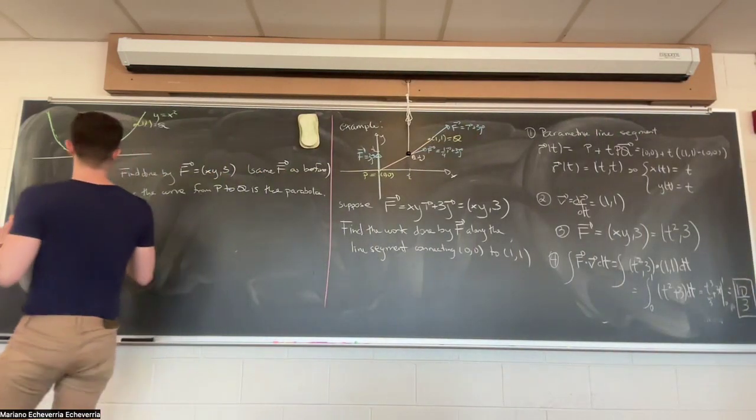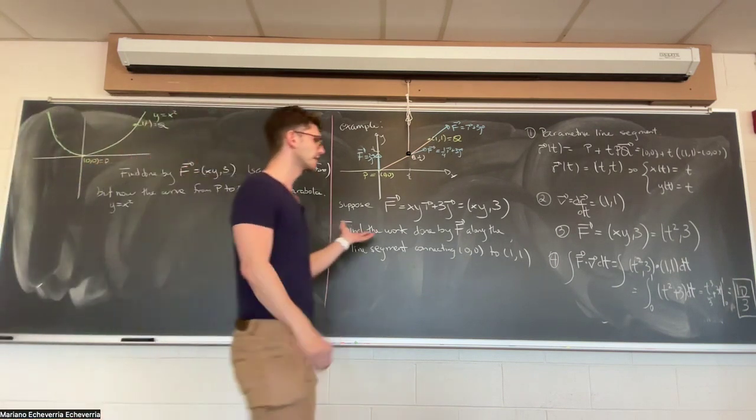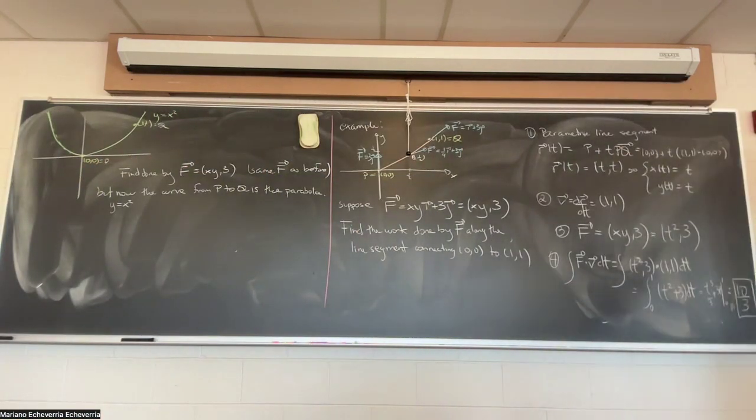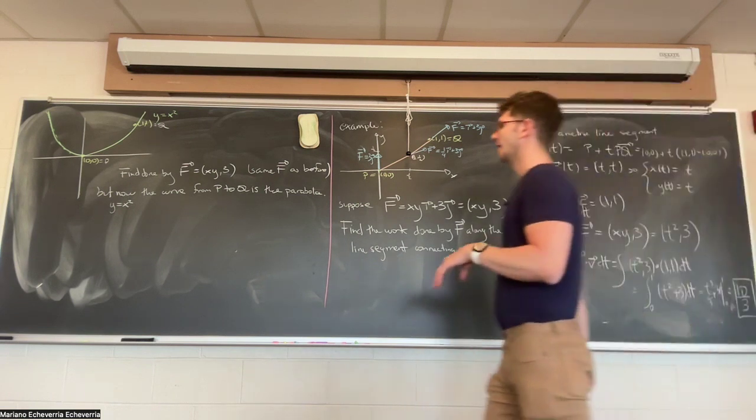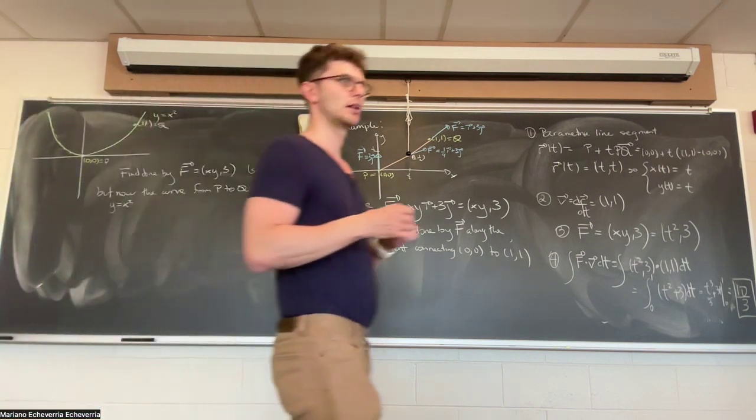So basically, I'm keeping the same f, I'm keeping the same formula for f. I'm keeping the same endpoints, like the same initial point, the same final point. The only thing that I'm changing is the trajectory or the path that I'm choosing to connect the endpoints. Okay.